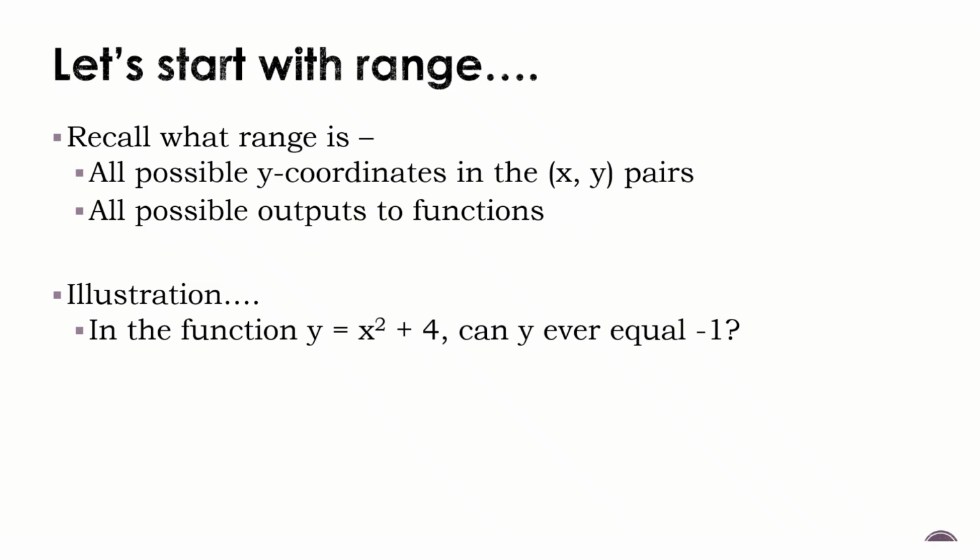I don't have all my regular PowerPoint tools, so I guess my mouse, hopefully you can see my mouse. But when you're looking at the xy pairs in the function and you look at what numbers you are allowed to have for your y coordinate, the range is all of the possible numbers that you might have for the y coordinate. Now we also talk about it as the outputs of the function. So you put in an x value and you get out a y value.